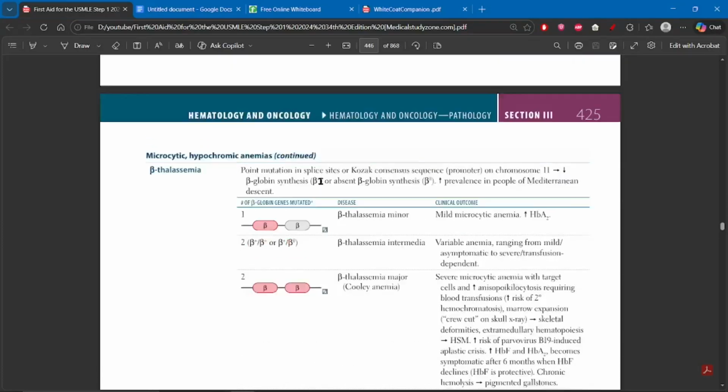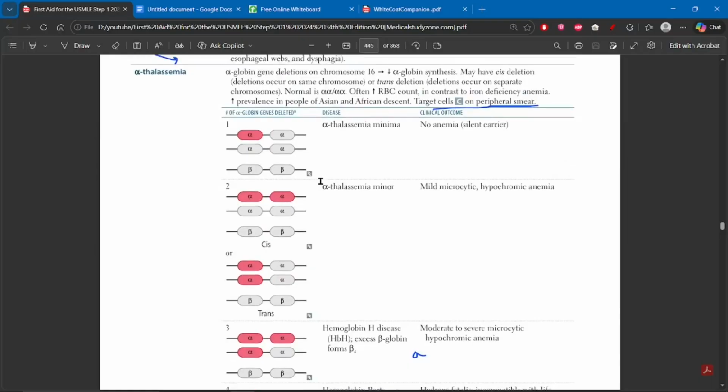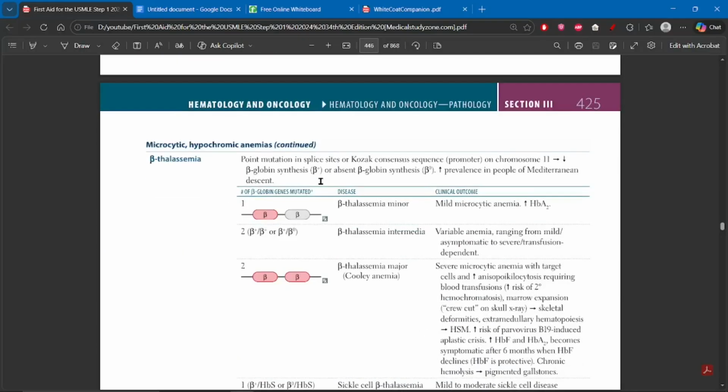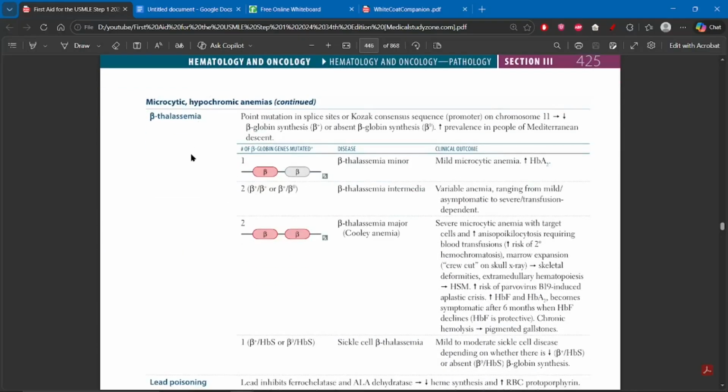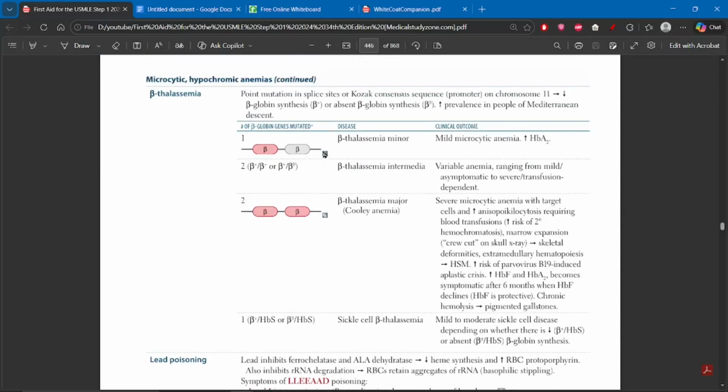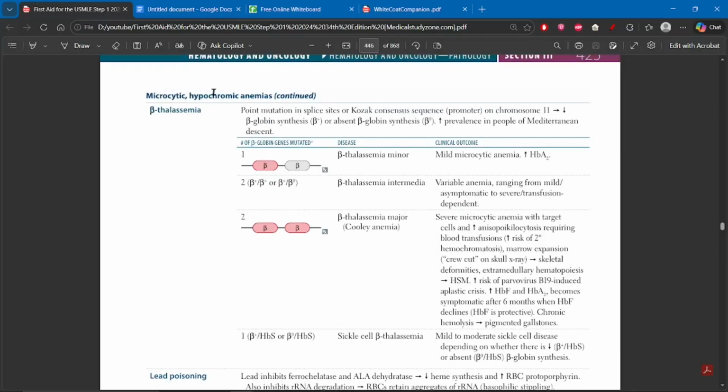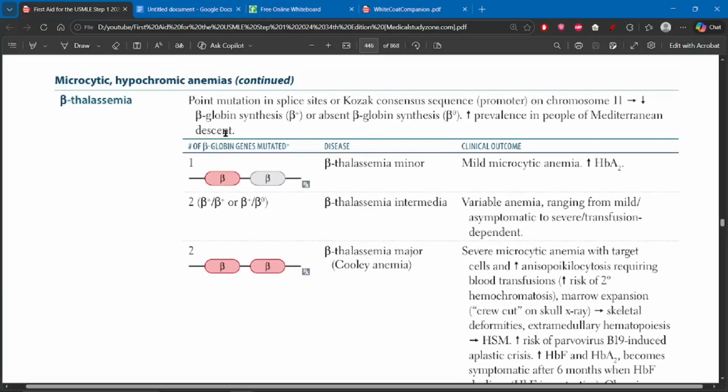Okay, so last time we left off with alpha thalassemia, and today we're going to continue with beta thalassemia and conclude our section of microcytic hypochromic anemias. And this is one of the most important anemias, so we have to study it properly.